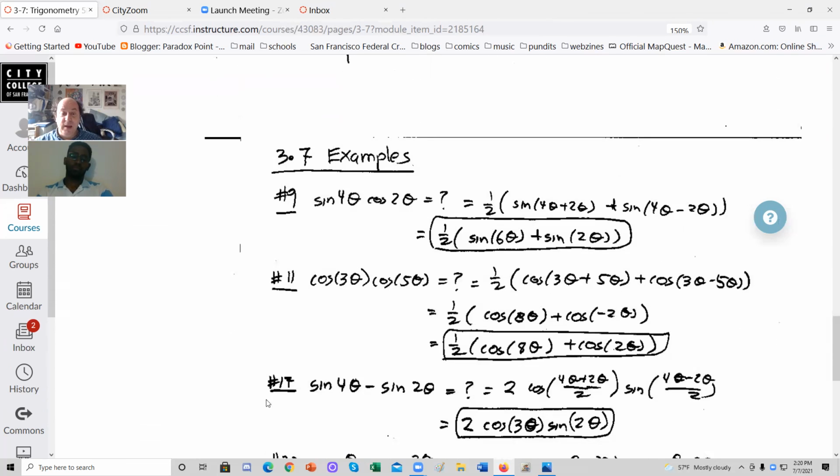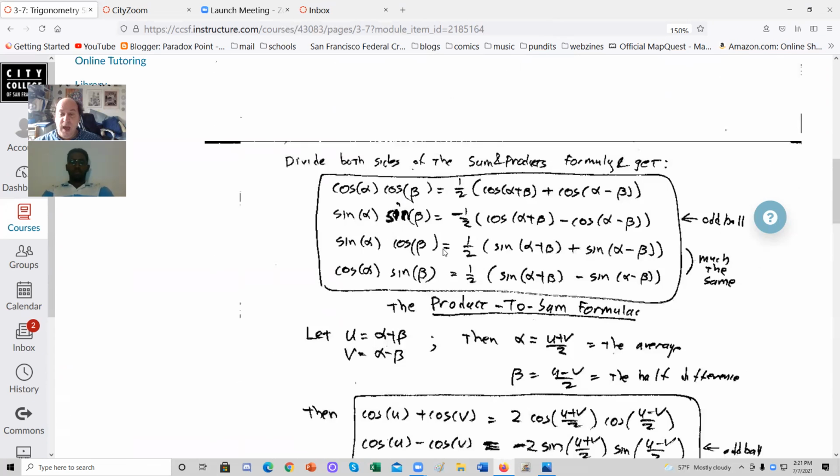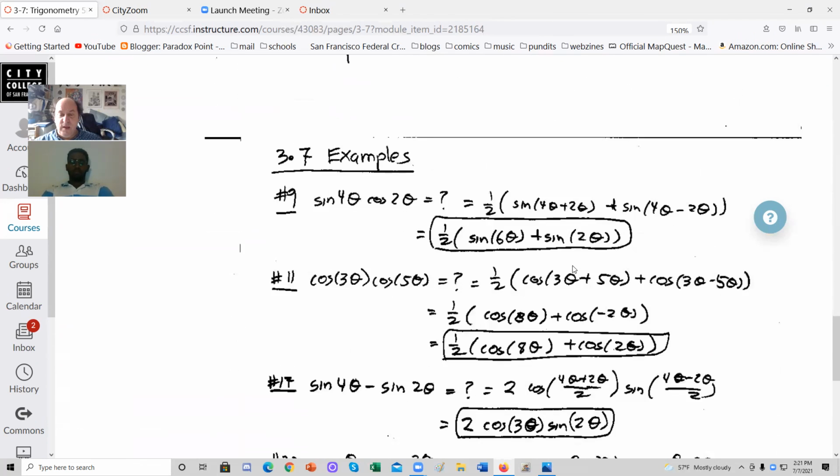And some examples. Sine 4 theta cosine 2 theta is what? Well, product to sum. Sine times cosine is a half, sine of the sum plus sine of the difference. So it'll be 1/2 sine of the sum, 4 theta plus 2 theta, plus sine of the difference, 4 theta minus 2 theta. So it's half of sine of 6 theta plus sine of 2 theta.